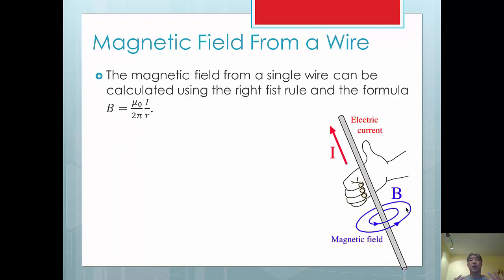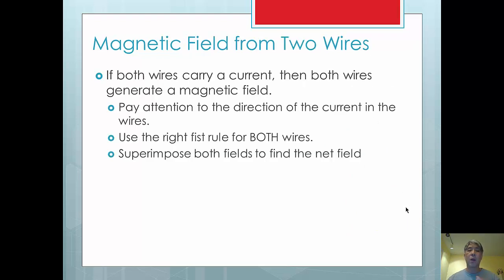The magnetic field from a wire has this formula for the strength, which is proportional to current and inversely proportional to distance to the wire. B is equal to mu naught over 2 pi times the current I divided by the distance R. That's distance, not the radius of the wire or anything like that. So it's distance to the wire. For the direction, we have our right fist rule. The magnetic field is going to be going around the wire, and your thumb is going in the direction of the moving charges, moving positive charges or conventional current.